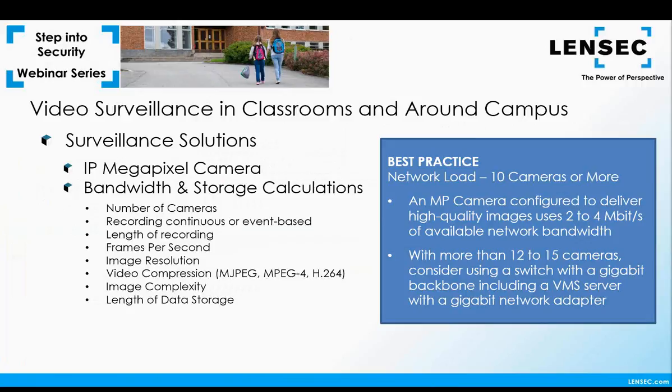Bandwidth and storage calculations can be complex. Network video products utilize network bandwidth and storage space based on their configuration. This depends on the following: number of cameras, whether the recording will be continuous or event-based, number of hours per day the camera will be recording, frames per second, image resolution, video compression type such as motion JPEG, MPEG-4, or H.264, image complexity such as a gray wall versus a forest scene. Image complexity also encompasses lighting conditions and amount of motion in the video.